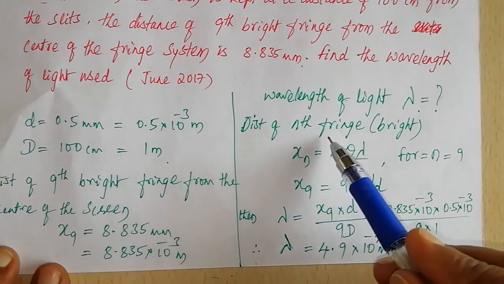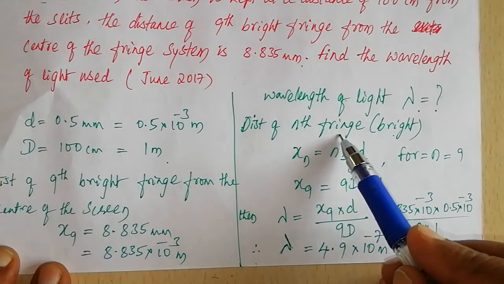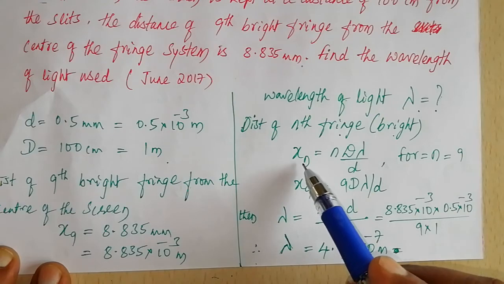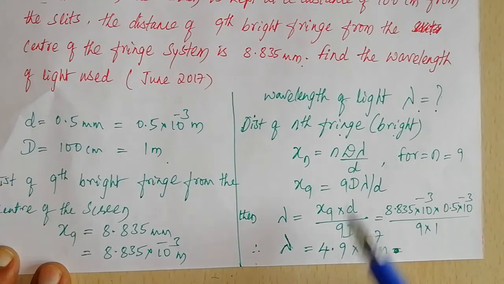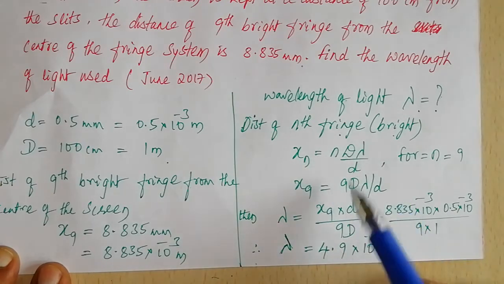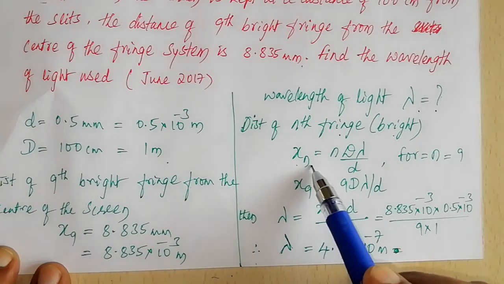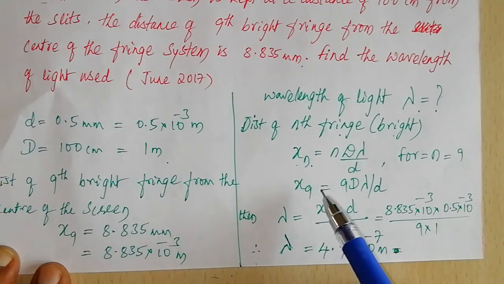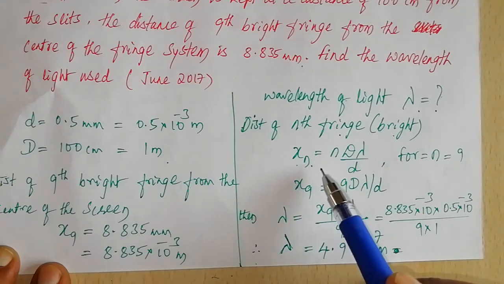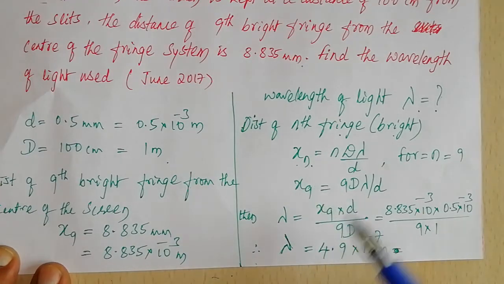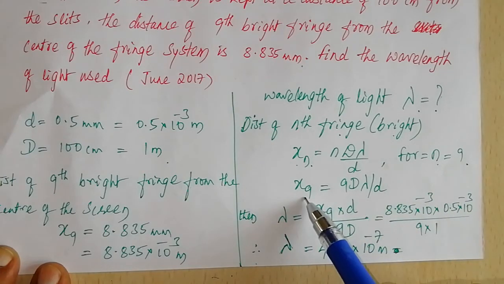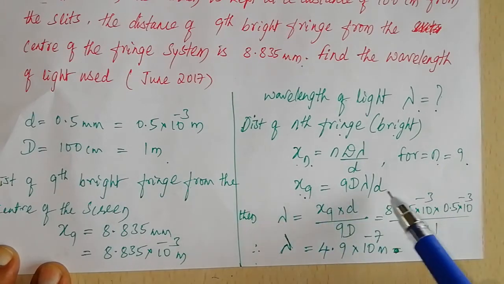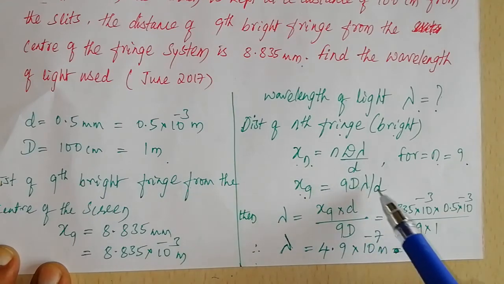Distance of the nth bright fringe from the center of the screen, the expression is xn equals n D lambda by d. Xn is the distance of the nth bright fringe, bright band, from the center of the screen. For n equals 9, that is the distance of the ninth bright fringe from the center of the screen, substituting n equals 9, x9 equals 9 D lambda by d.